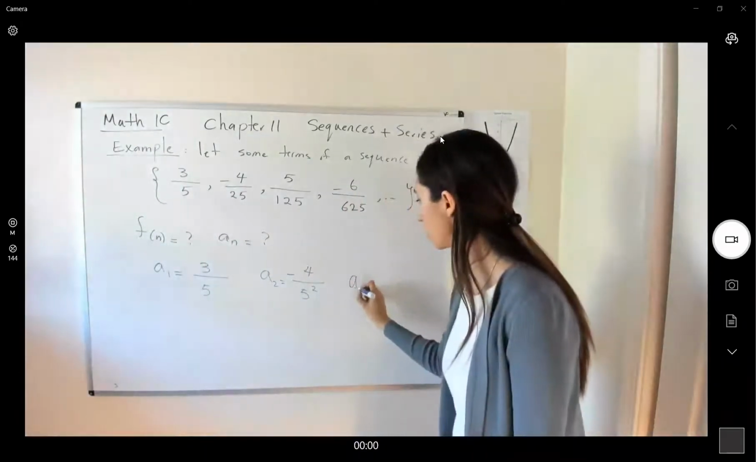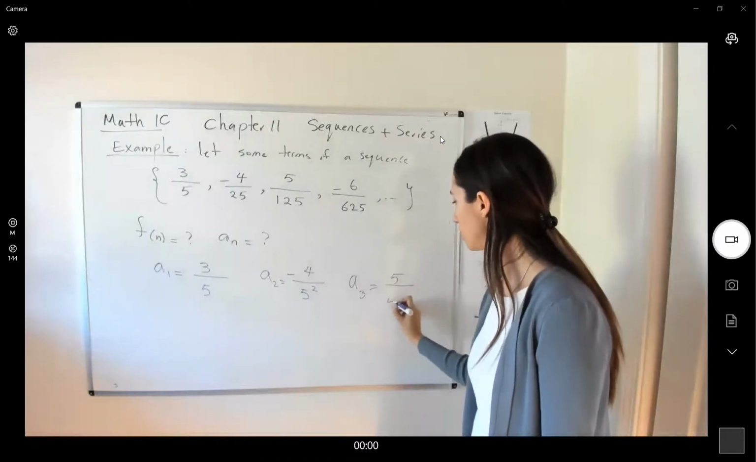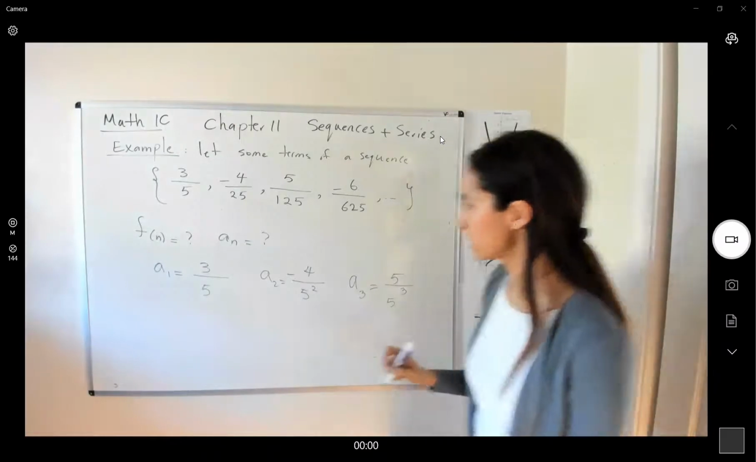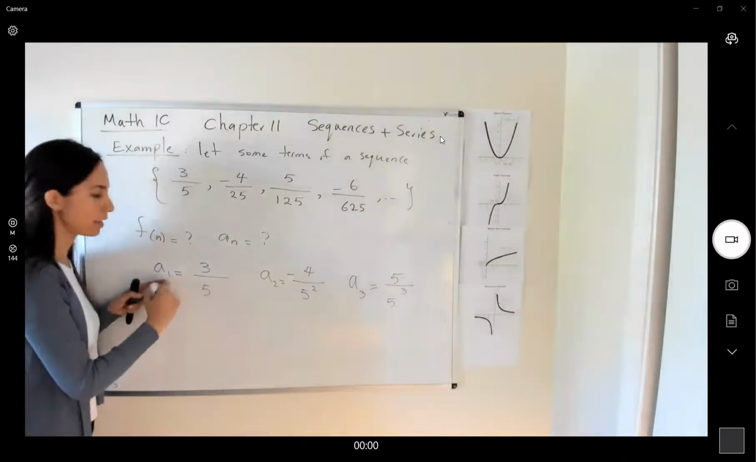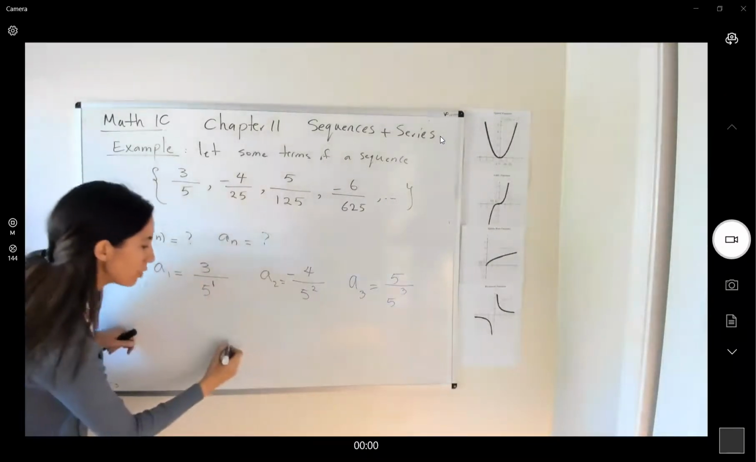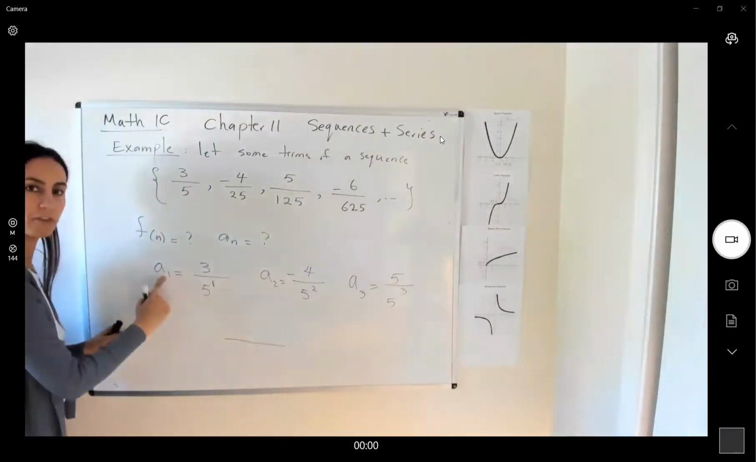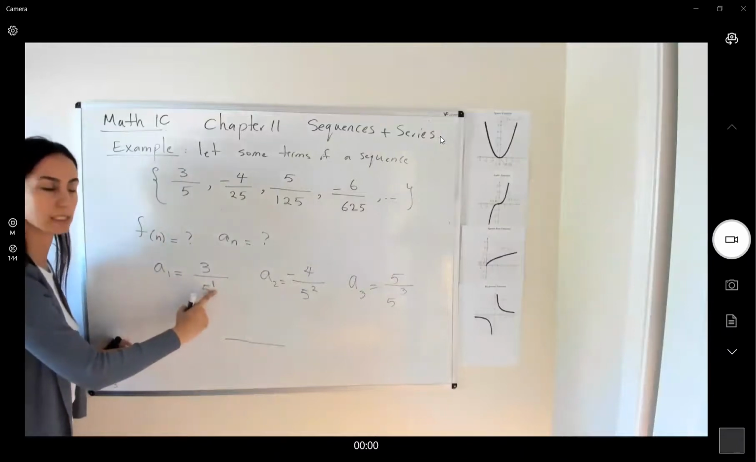Okay, a sub 3 is 5 divided by 5 to the third. So take a look at this. You see a connection between the index and the exponent. So for now, you can write this way. On the denominator, whatever my index is, that index is equal to the exponent.